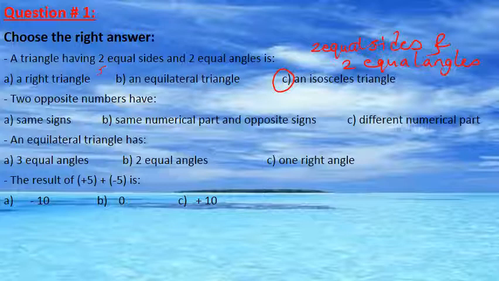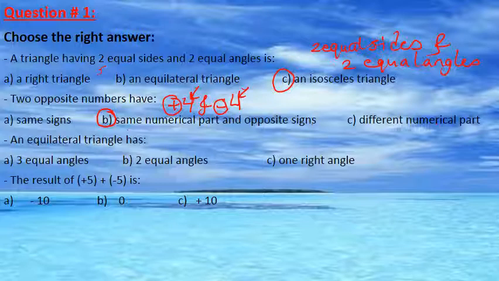Two opposite numbers have same signs, or they have same numerical part and opposite signs, or they have different numerical parts. It's choice B, because two opposite numbers have the same numerical part but different signs. For example, if we take plus 4 and minus 4, the first is positive, the second is negative, and they have the same numerical part, so these are opposite numbers.